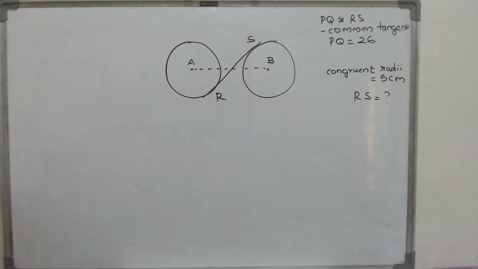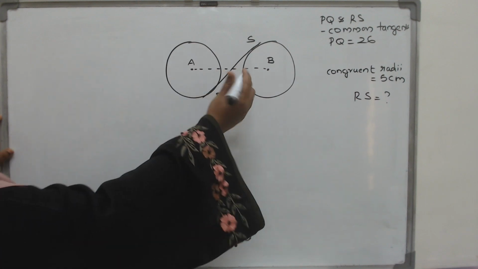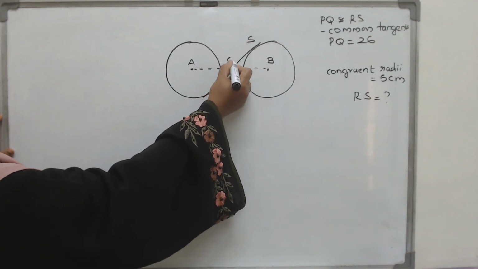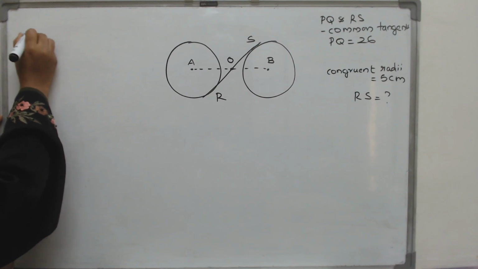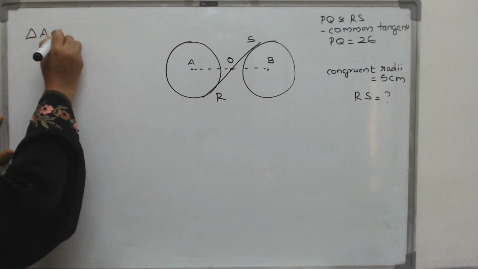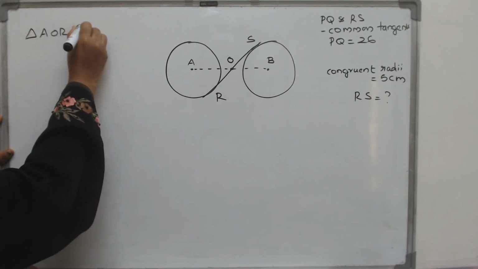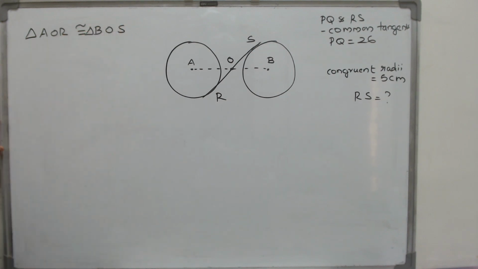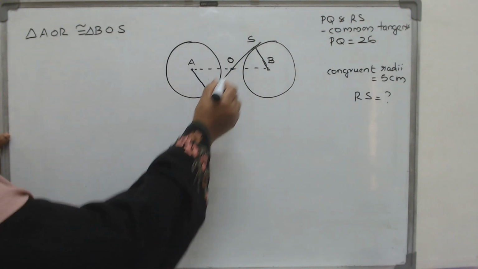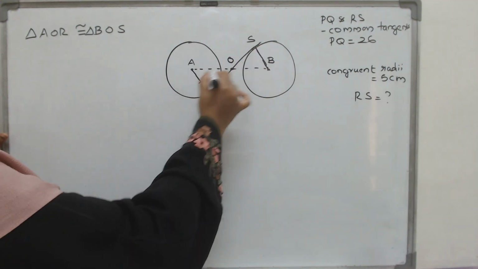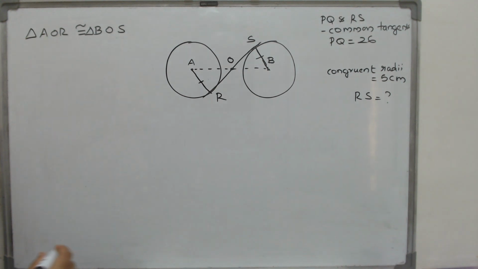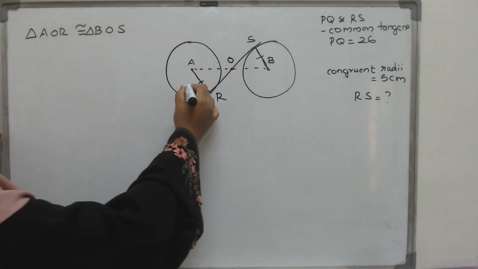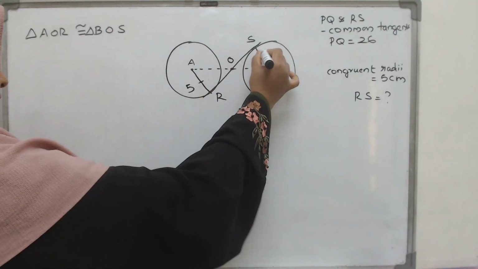Now suppose RS intersects AB at a point say O. Then we can prove that triangle AOR is congruent to triangle BOS. Can you tell me why that is so? The sides AR and SB are radii of two congruent circles. Both of them are of measure 5 centimeters.